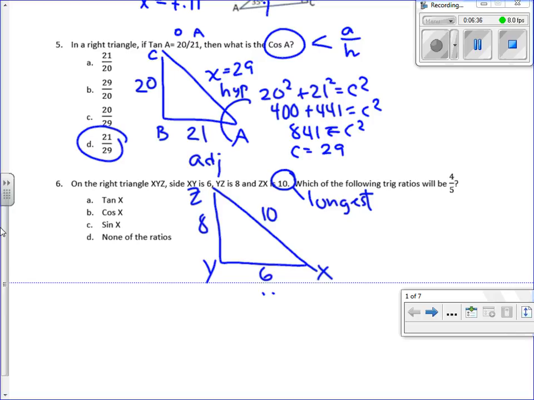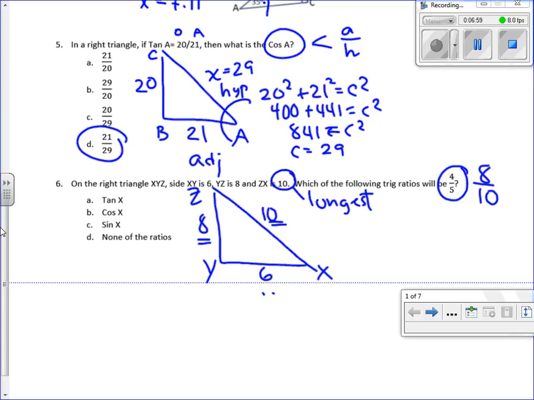So which trig ratio would be 4 over 5? Well, there's no 4s and 5s over here, but I think I can tell that something was probably reduced. And so to get a 4 out of 5, this was reduced by 2. So this was originally 8 over 10. So that tells me I need to use these two sides.